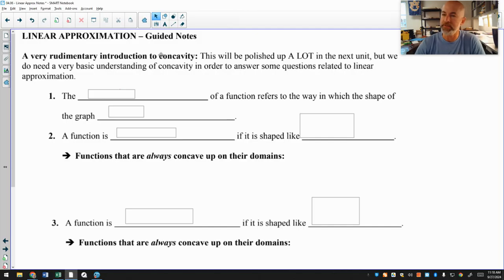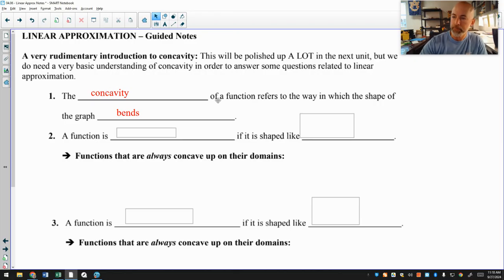So let's dive into local linearity and using tangents for approximations. I'll say let's dive in, but first we're going to talk about concavity very quickly. In AP Calculus, we actually talk about linear approximation or local linearity in this context before we get into the details of concavity. So right now I'm going to give you a very, very rough introduction to what concavity is as it relates to a function, and we will cover this in great detail a lot later.